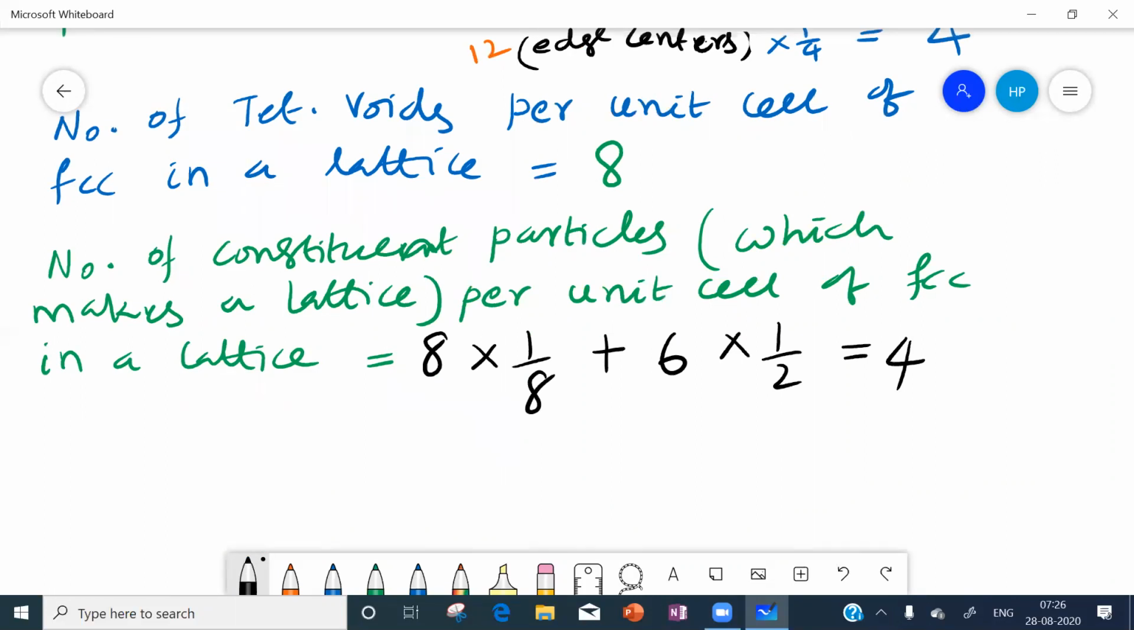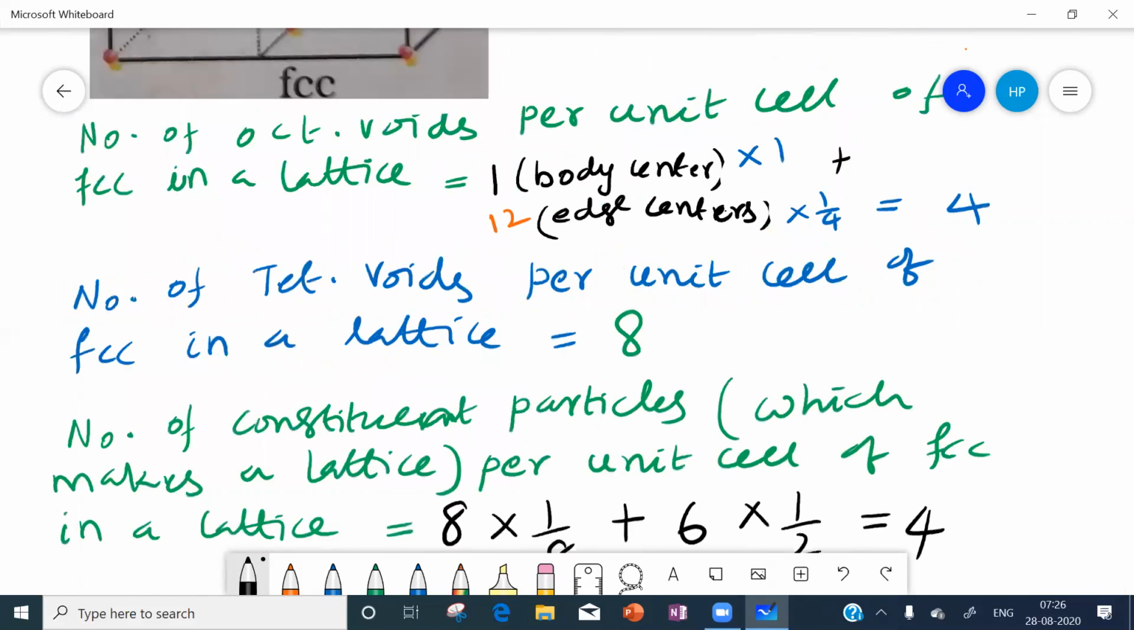Due to the lattice, octahedral voids and tetrahedral voids are created. The number of tetrahedral voids created per unit cell of FCC lattice is 8. The number of octahedral voids created per unit cell of FCC lattice is 4.